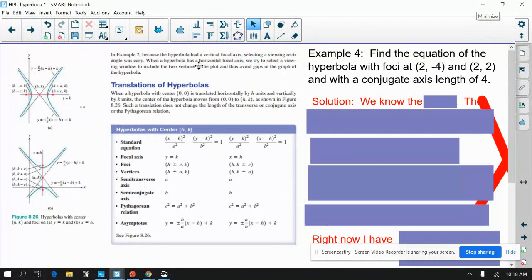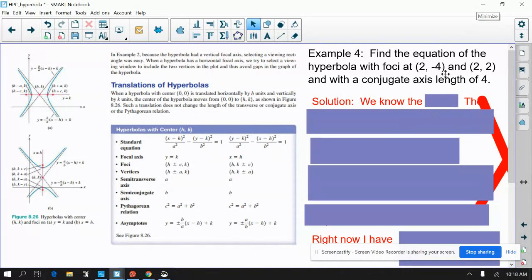Next example. Find the equation of a hyperbola that has these foci and a conjugate axis length of 4. So if the foci, remember, are c away from the center, and look at these two foci. The x is not changing. The y is changing. So that should tell you that our hyperbola is facing up and down.